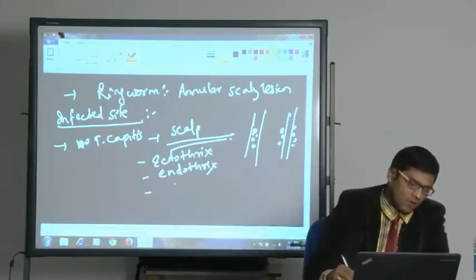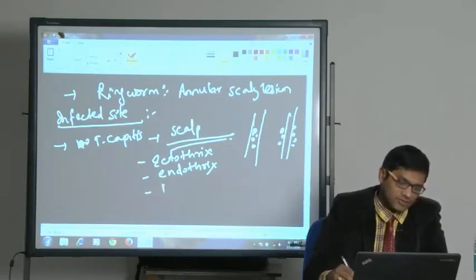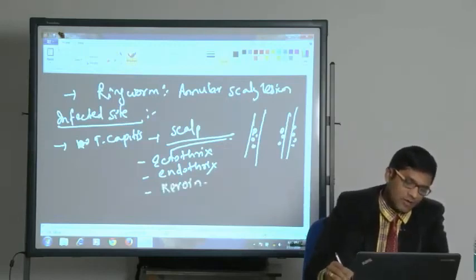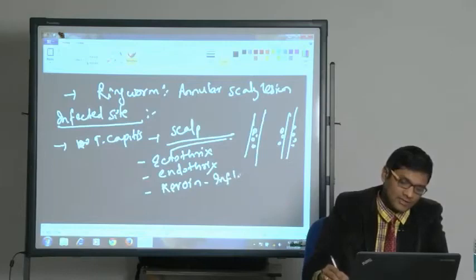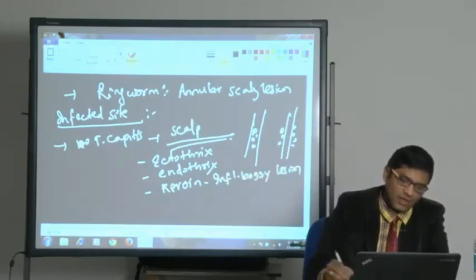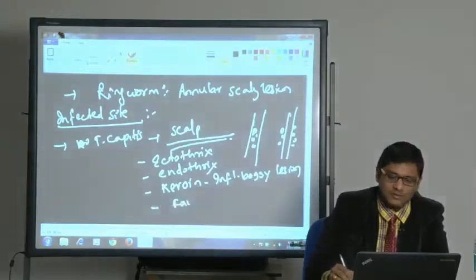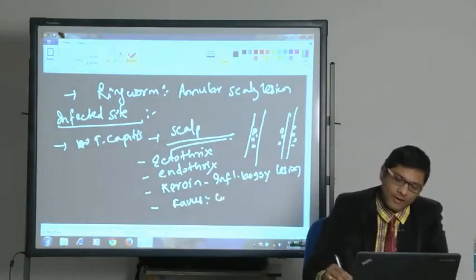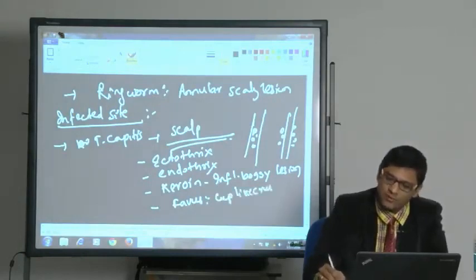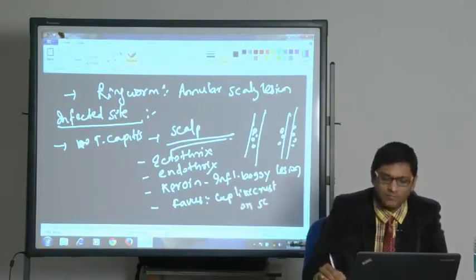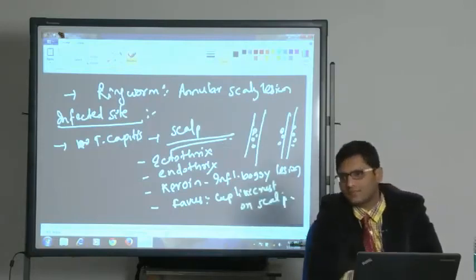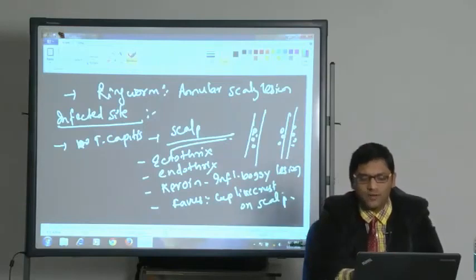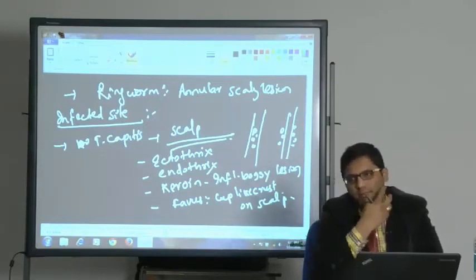Then boggy lesions can be produced, which are called kerion. Kerion is an inflammatory boggy lesion. Whereas favus is a type with cup-like crust formation on the scalp. This is called favus. So all these four are different varieties of Tinea capitis.